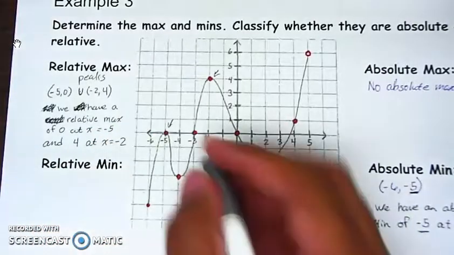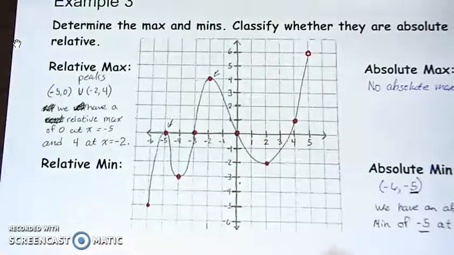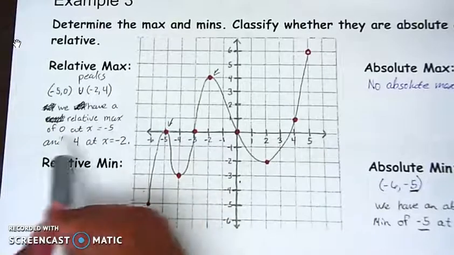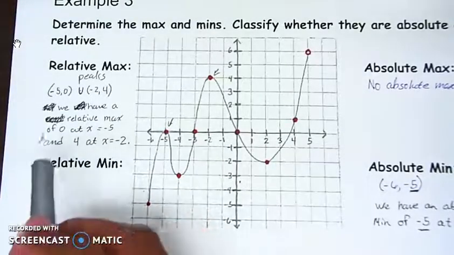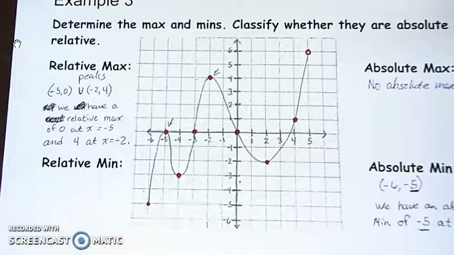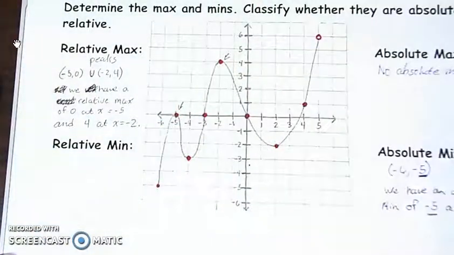Normally I would write that in as another relative max, but I'm running out of space. All right, so here we have a relative max of 0 at x equals -5, and of 4 at x equals -2. So these are the values. These are the highest points or the lowest points on the graphs, these peaks and valleys.